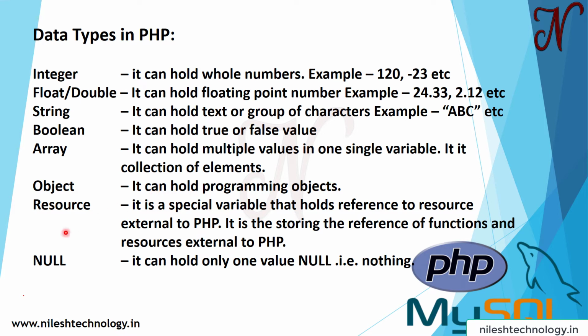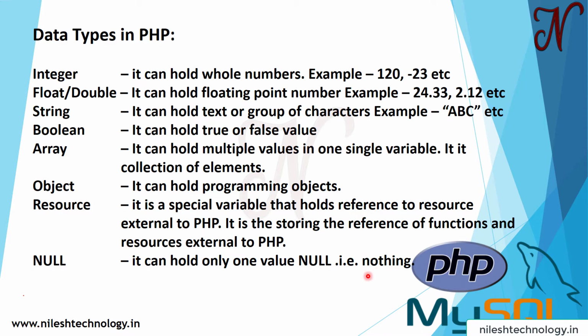Then there is one more, the resource. This is a new one. It is a special variable that holds a reference to a resource external to PHP. It stores the reference of a function and resources external to PHP. We'll see details of this data type in upcoming videos. Next one is null. Every variable has the default data type null. It can hold only one value, and null means nothing.